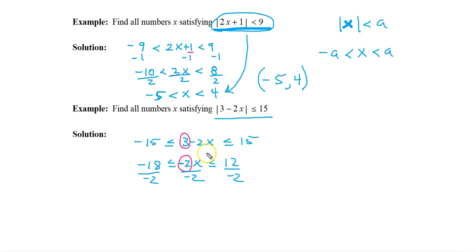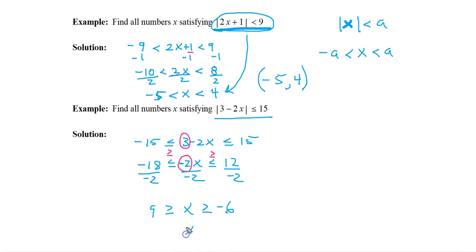These inequalities must be flipped like this when we divide by -2. And what we end up with then is -18 over -2 is 9, which is bigger than or equal to x, which is bigger than or equal to -6. And let's just reorder this so we have the smaller number on the left, the larger number on the right.